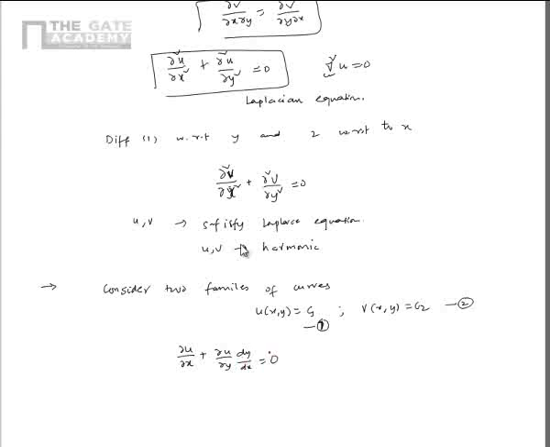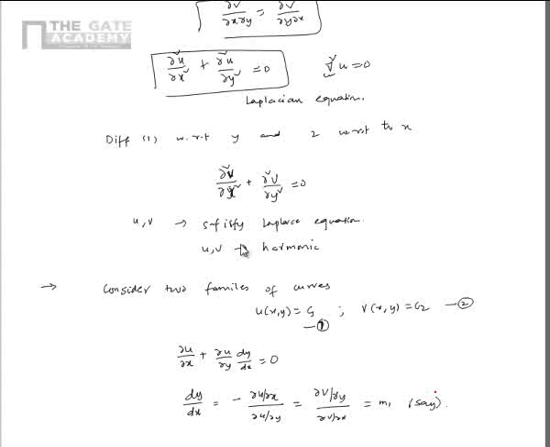So this is just the differentiation of u, but y also can be a function of x. So ∂u/∂x plus ∂u/∂y into the internal derivative, dy/dx. So dy/dx can be written as minus ∂u/∂x by ∂u/∂y, which by the CR conditions can be written as ∂v/∂y by ∂v/∂x. Let's say this is m1.